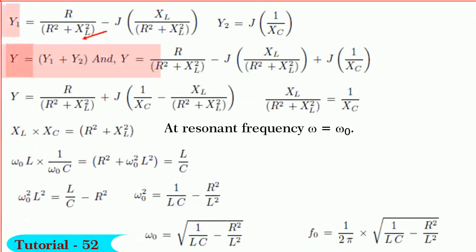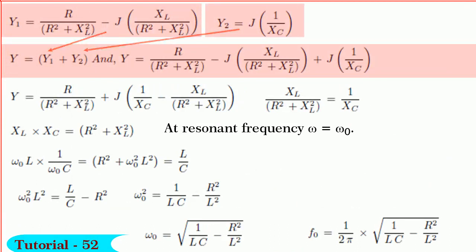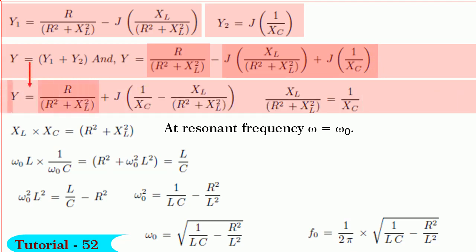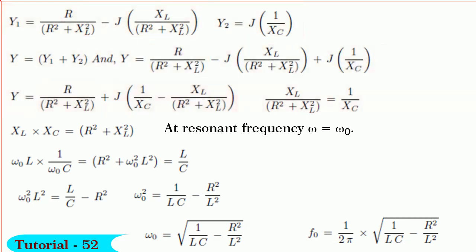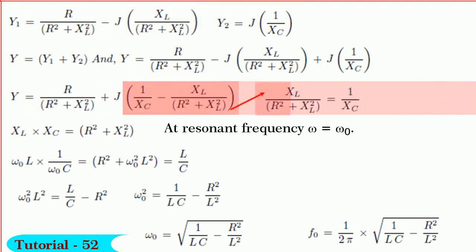By adding both Y1 and Y2 and separating the real and imaginary part, we get Y is equal to R divided by R square plus XL square plus j into bracket 1 divided by XC minus XL divided by R square plus XL square. By equating the imaginary part to 0 and rearranging it, we get XL into XC is equal to R square plus XL square.